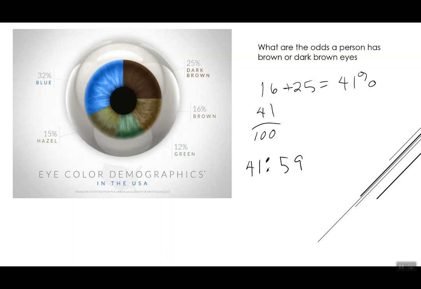Really want you thinking though, when you see the word odds, you're looking at how many ways can I do the event versus how many ways I can't do the event. Make sure your answer for odds is not the same answer you would give if you gave probability.